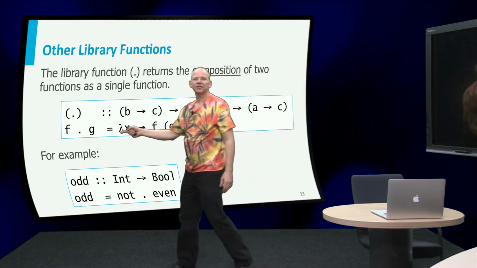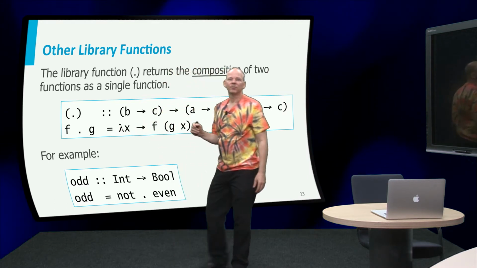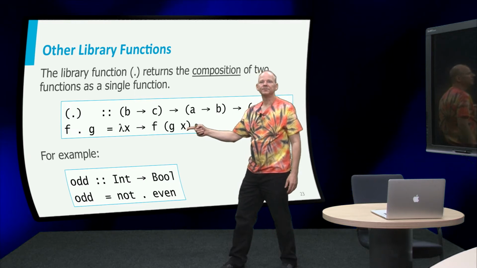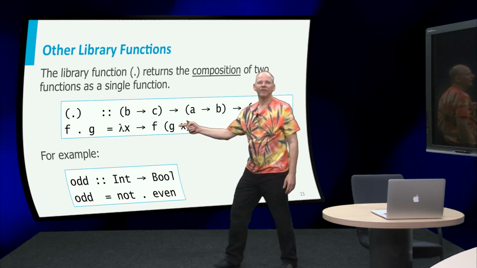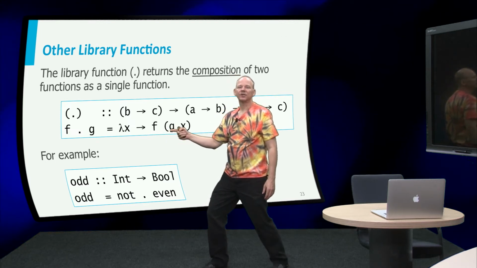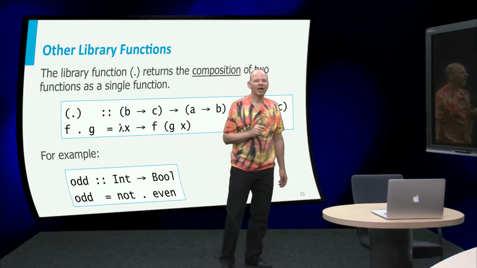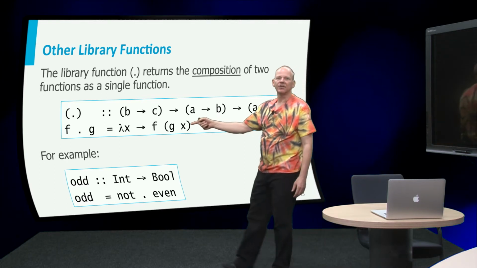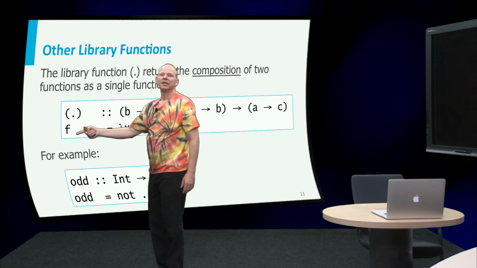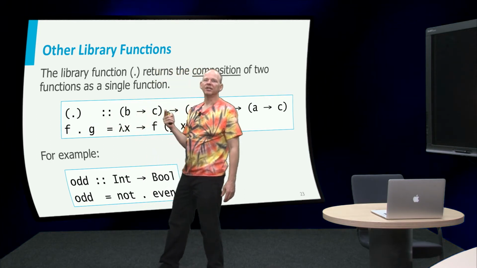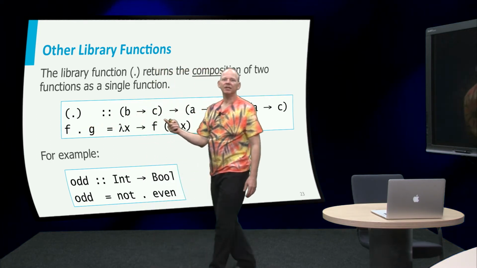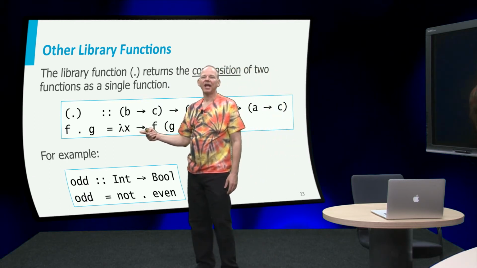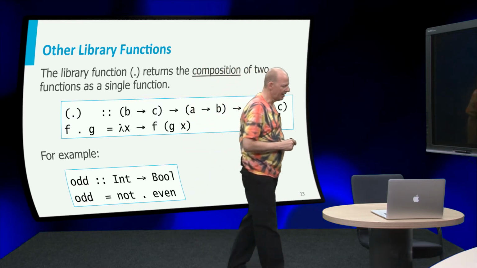So here's the definition of composition. We have two functions, and then we first apply G to X, and then we apply F to the result. Okay, so let's now see if those types make sense to us. The type of F here is a function from B to C. The type of G is a function from A to B. Well, then in that case, X must be a value of type A.